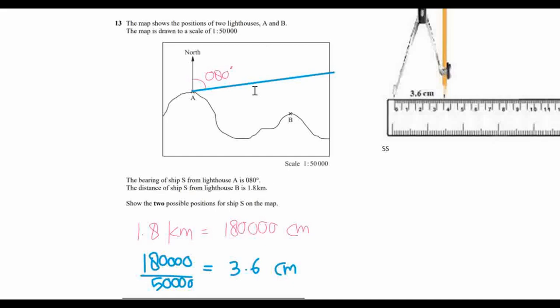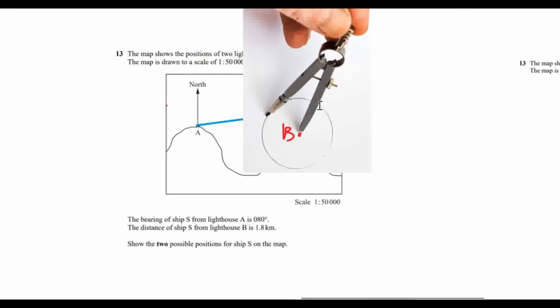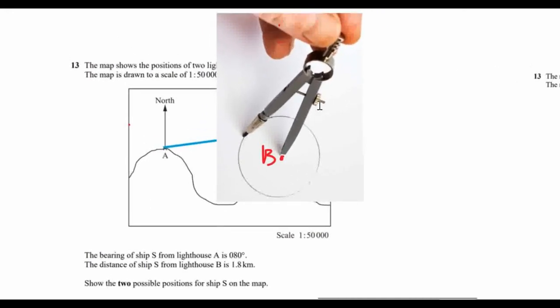So 1.8 kilometers. Let's get back to the scale. The scale is 1 to 50,000. So 1.8 kilometers we convert to centimeters since we are working in centimeters. So we times by 100,000 to get 180,000 centimeters. Converted to the scale 50,000, we divide it by 50,000, we get 3.6. So we measure with the compass 3.6 and make a circle from the center B that cuts this line.